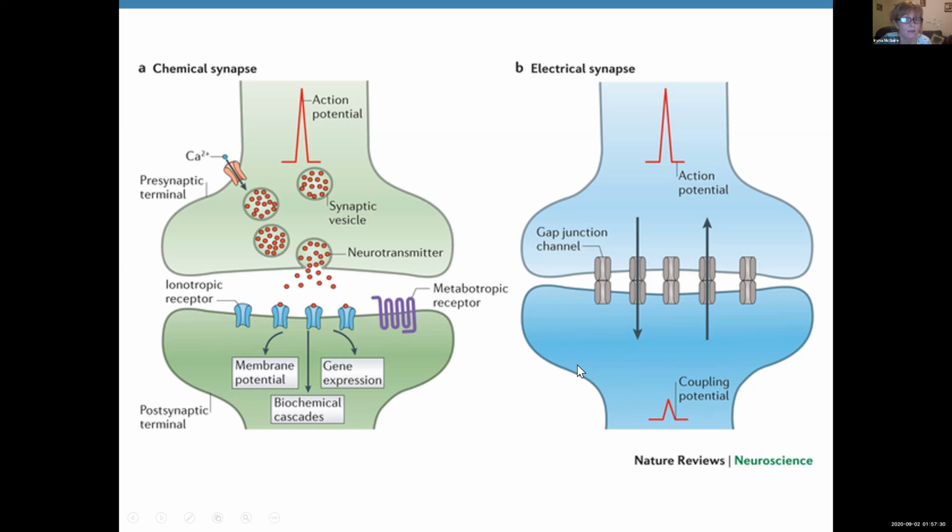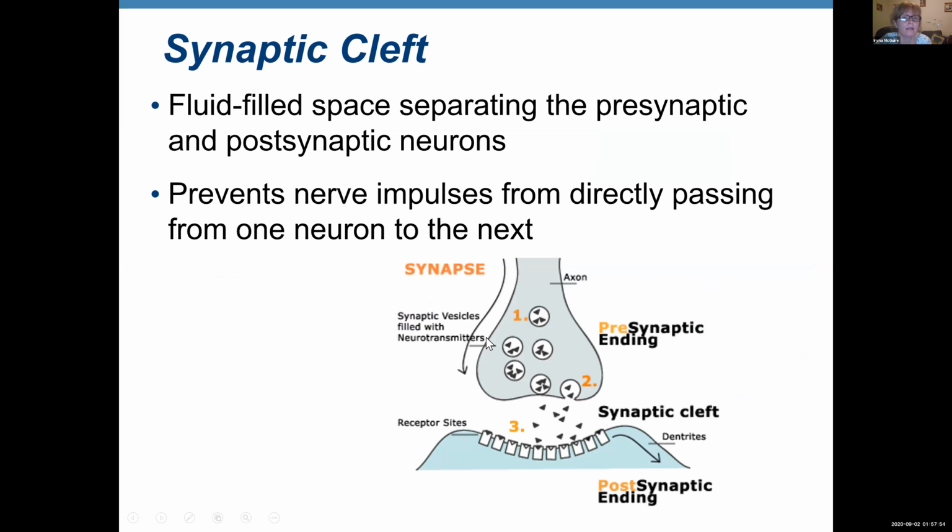This is very common. We do have electrical synapses, like in your heart, in your brain, in some embryonic nervous tissue, but they are less common. There we don't have any neurotransmitter released. We just have this gap junction, and the electrical signal just passes from one neuron to another without the neurotransmitter delay. Now, the synaptic cleft is this fluid-filled space that separates presynaptic and postsynaptic neurons, and this cleft prevents nerve impulses from directly passing from one neuron to the next.